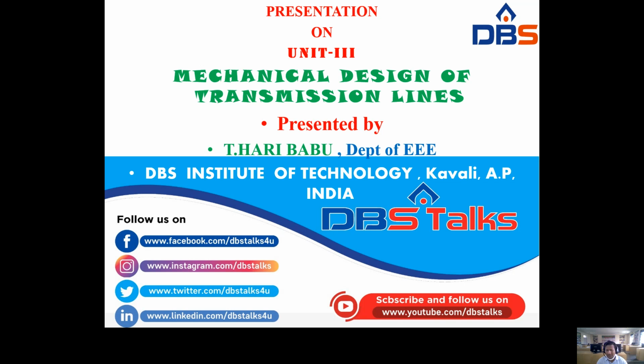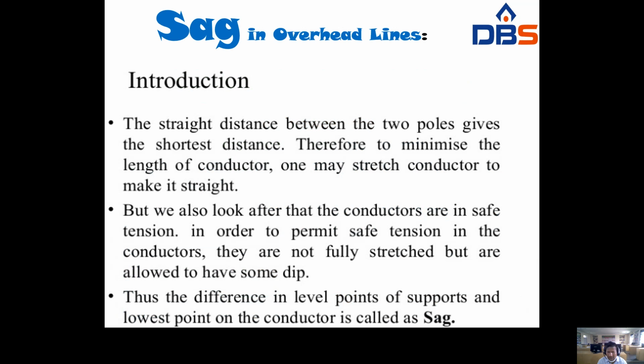Now we go for another topic, that is sag, mechanical design in transmission lines. Sag in overhead transmission lines. A straight distance between the two poles. That means the conductor is in between two poles. That may be a short distance. Therefore, to minimize the length of the conductor, one may stretch the conductor to make it straight.